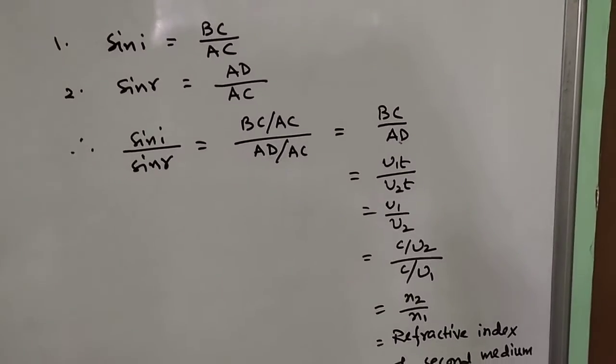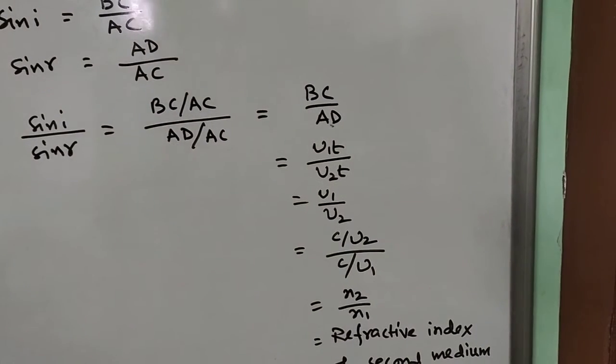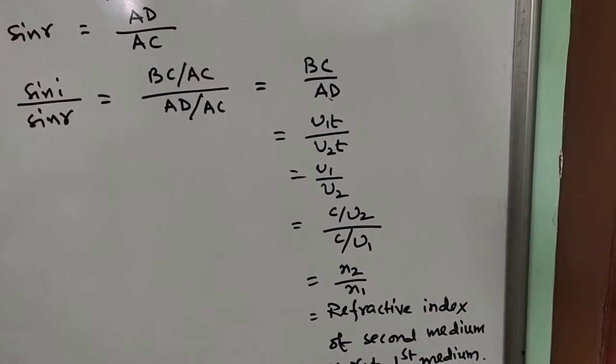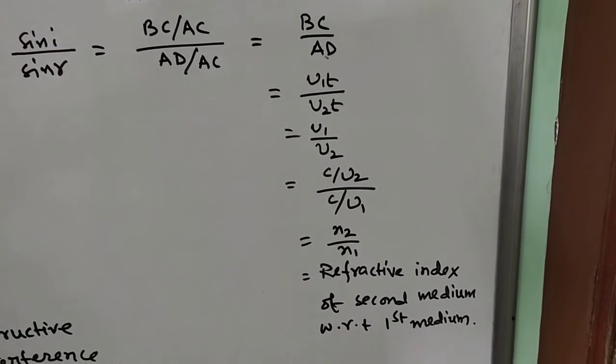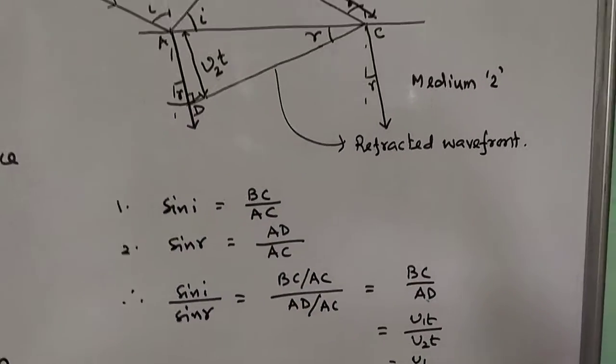You can express this in terms of refractive index by considering absolute refractive index, that is n equal to c by v. So c by V2, c by V1. So n2 by n1, that is the refractive index of the second medium with respect to the first medium. That is your Snell's law.